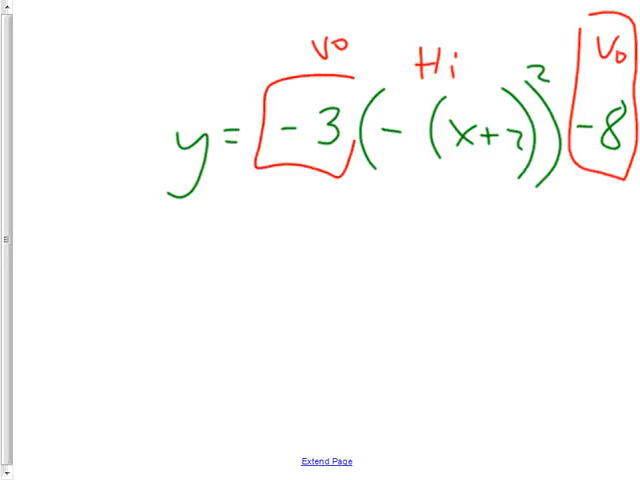That's another theme. Okay, so in here, that's a vertical what? Stretch. And what's that guy? That's a reflection. It's a what kind of reflection? Horizontal or vertical?